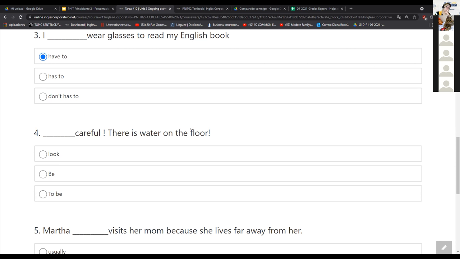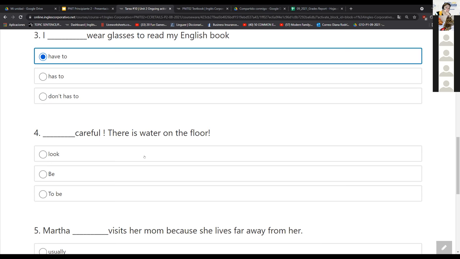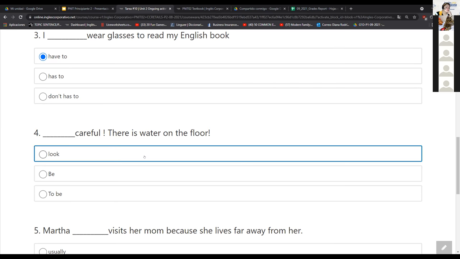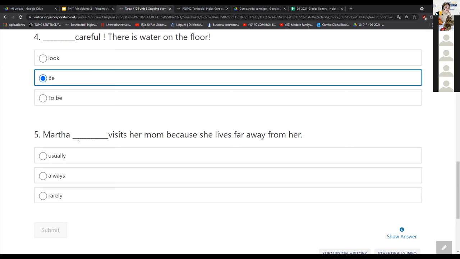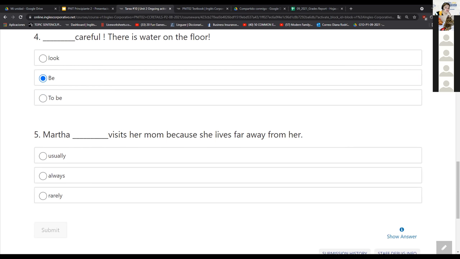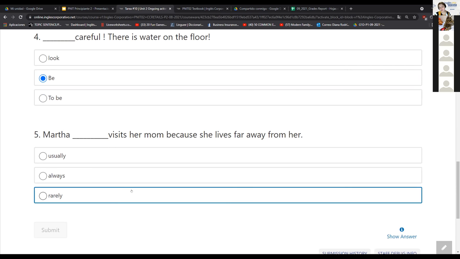Remember imperatives. Are you sure? Are you sure that is look? Be. Yes. Be careful. Marta visits her mom because she lives far away from her. So the context is telling me that she doesn't live near her house. So Marta, usually, always, rarely.